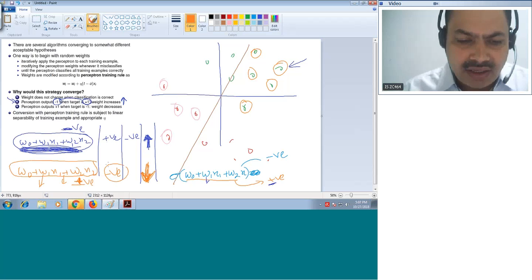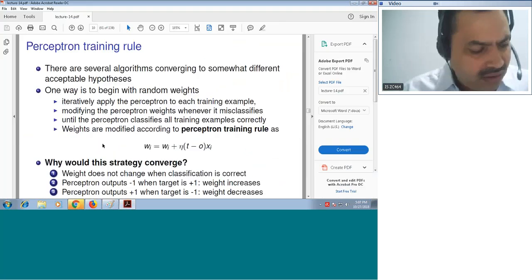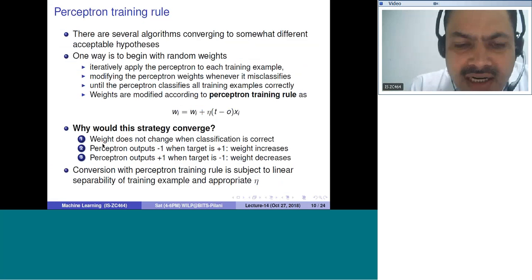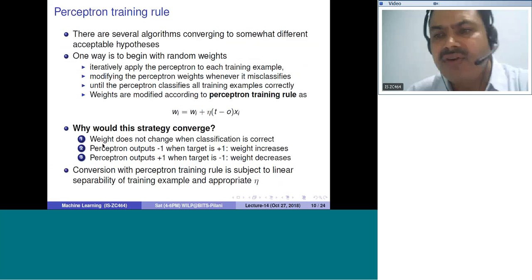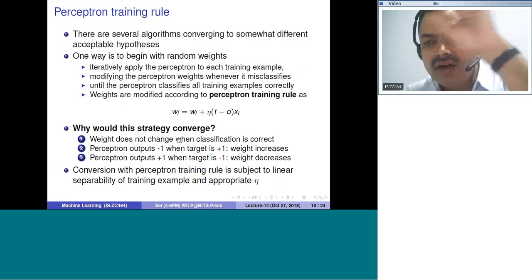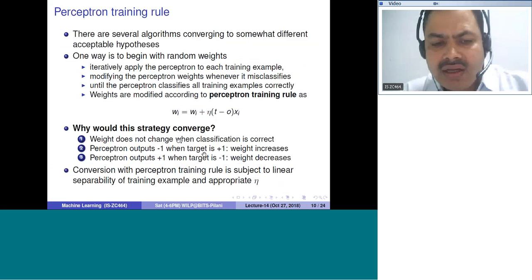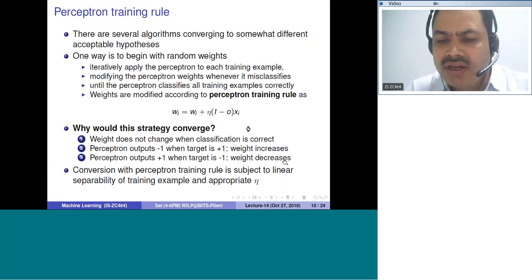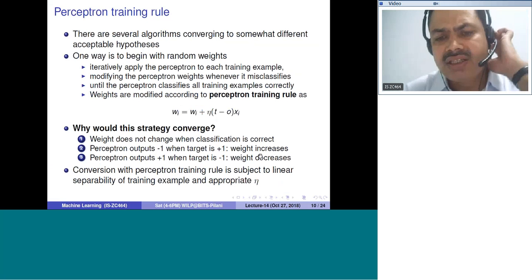Alright, this is what is written over here. If you understand this, I am done. Weight does not change when the classification is correct. For the points, if the classification is correct, then you are not going to change the weight. But if the perceptron outputs -1 when the actual target is +1, then the weight should increase. Otherwise, the weight should decrease. How to decrease the weight?